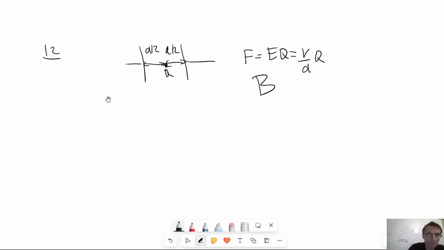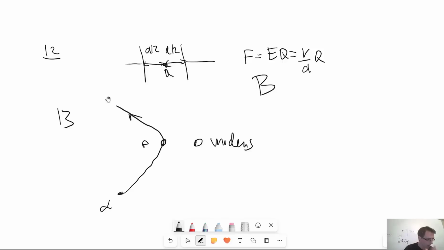Question 13, we've got an alpha particle like that, and that's going to be deflected by a nucleus. We've got some sort of position P with the nucleus being here. Which of the following statements is correct? Well, the correct one is that the speed is least at P.